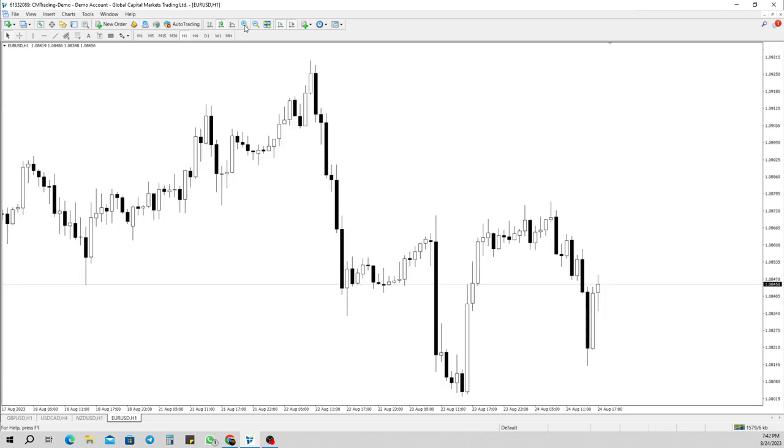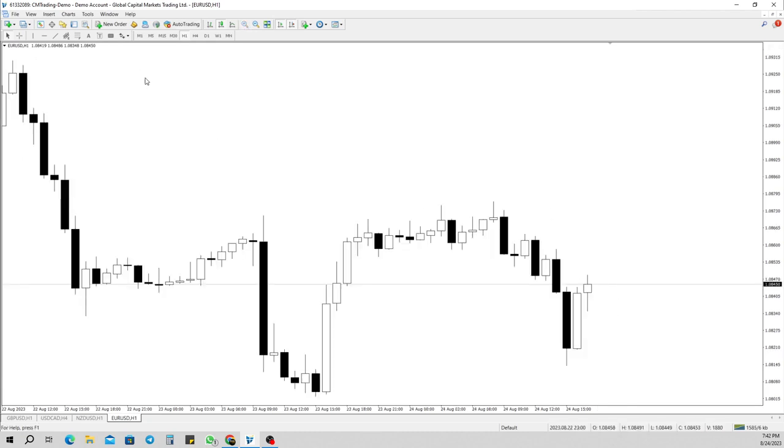If I zoom in, for example, this is the current price, whatever the current market price is, but you want to buy this EUR/USD at a price which is lower than the current price. You want to buy it at a lower price. So what you will do in this area, you will use a pending order, and this would be a buy limit.